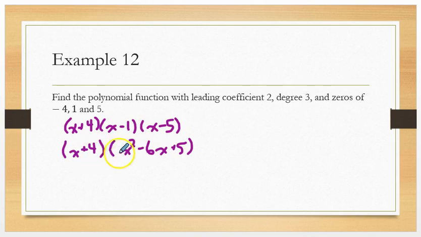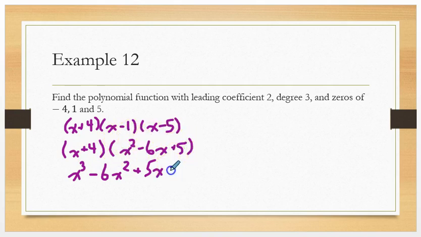So now I'm going to take this binomial and multiply it by this trinomial. So again, I need to distribute x times x squared, x times negative 6x, x times 5. So now for this first term in the binomial, I've multiplied it by all 3 of these. So now to continue distributing, I'm going to come to the second term in the binomial and multiply it by all 3 of these.